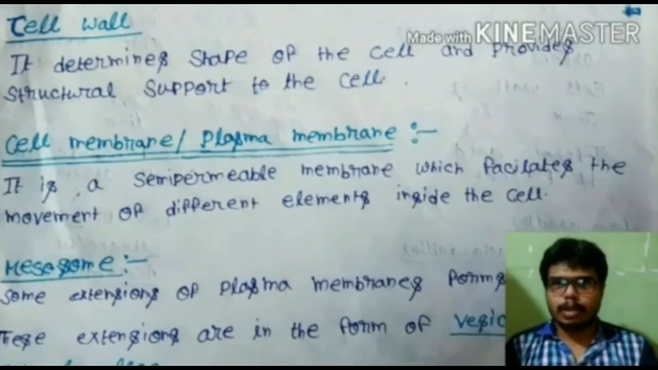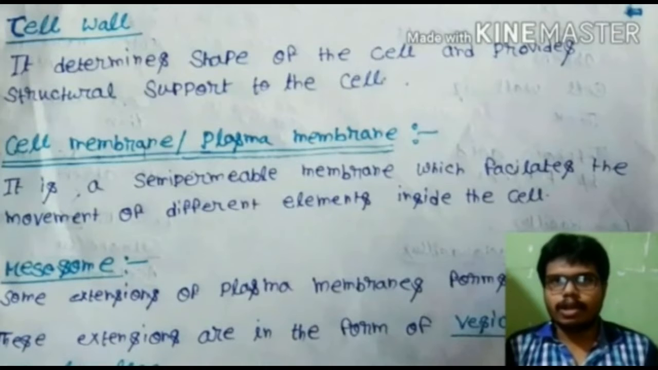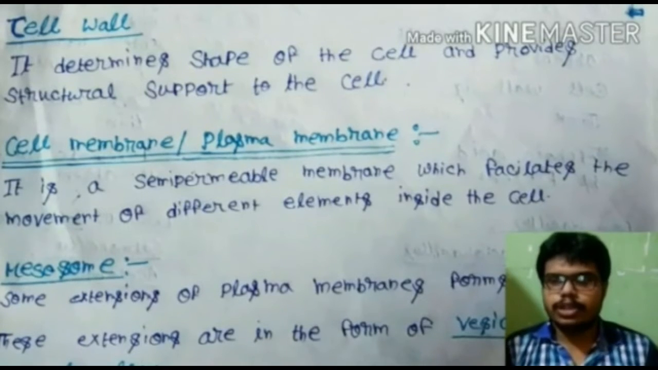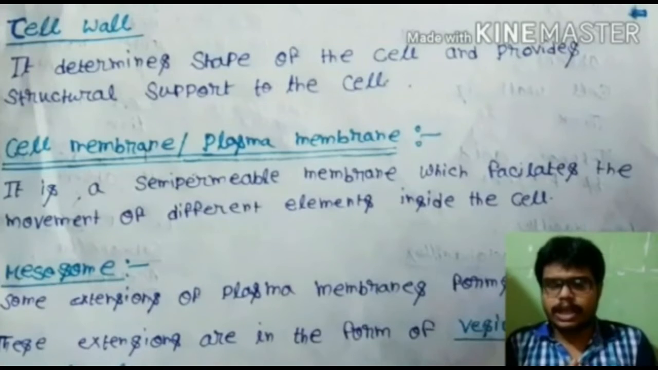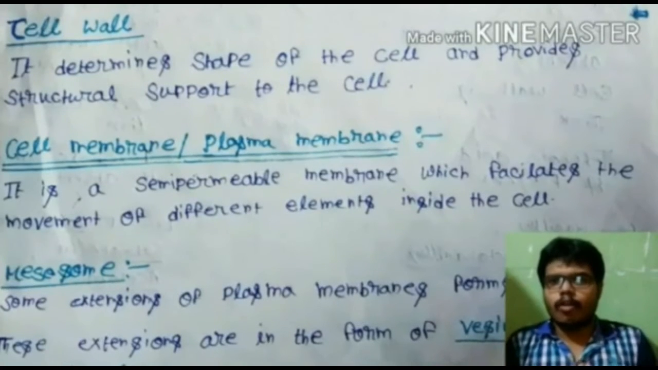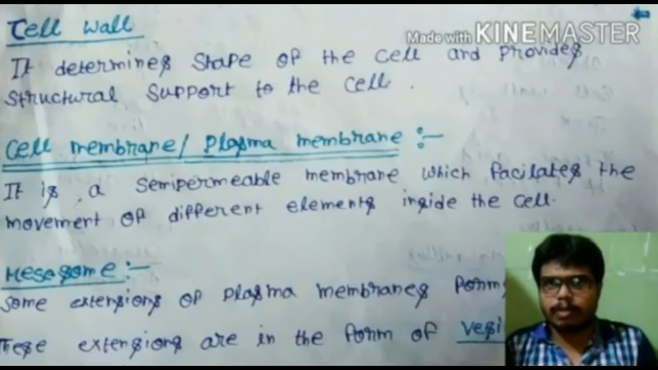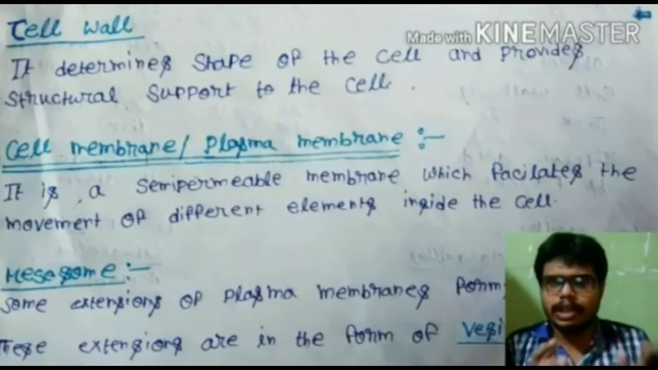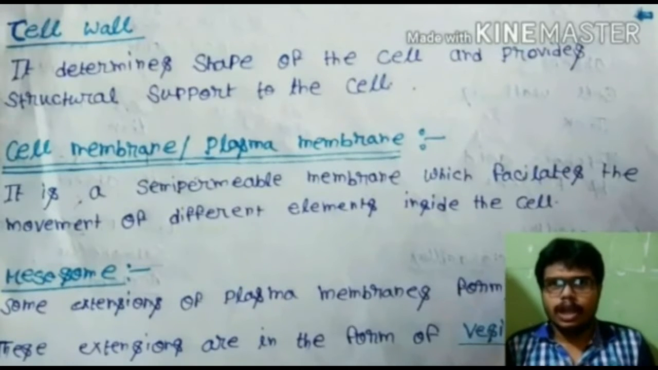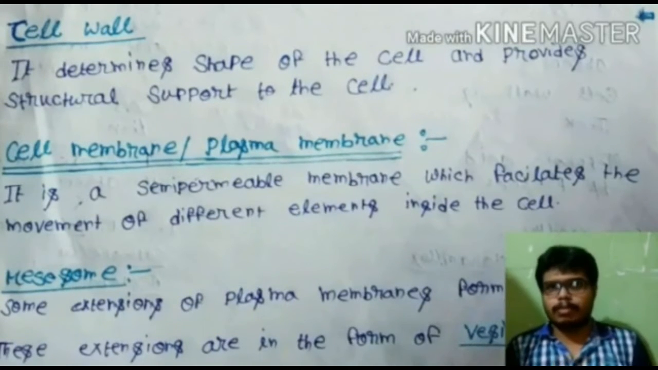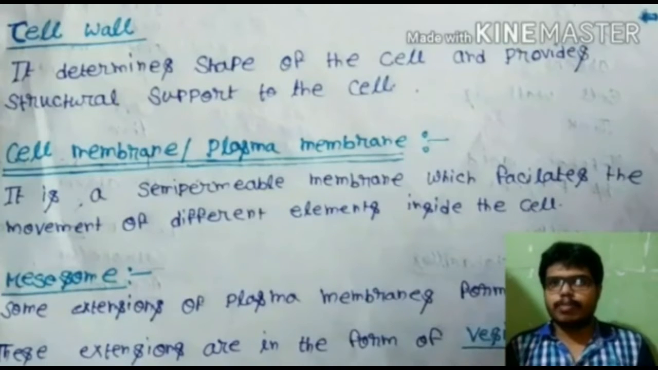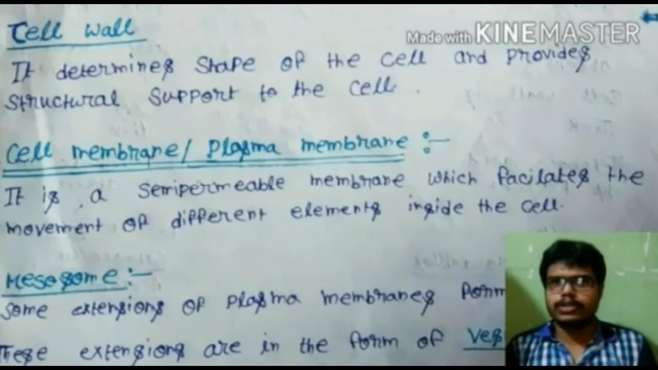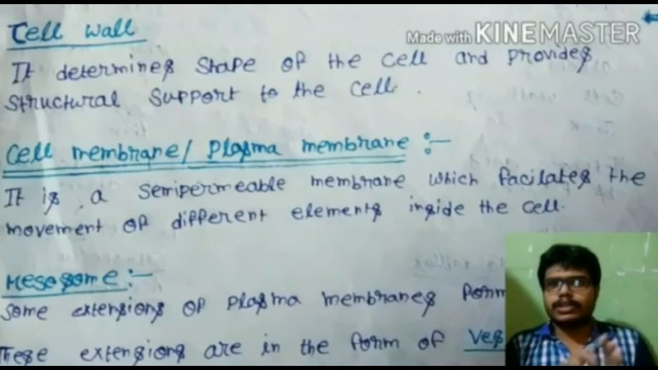Now we will discuss the cell wall. The function of the cell wall is determining the shape of a cell. Cell wall gives the bacterial cell or any plant cell a perfect shape. It gives structural support to the cell. And then the cell membrane or plasma membrane. The cell membrane is a semi-permeable membrane. Usually it facilitates the movement of molecules into the cell and to the different sides of the cell.